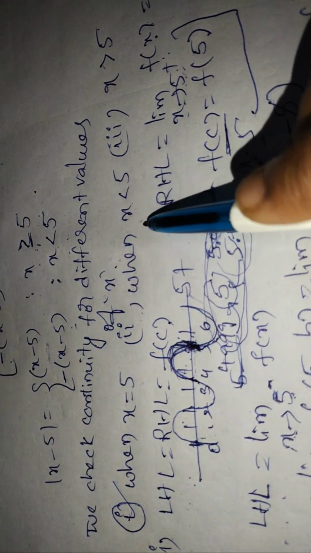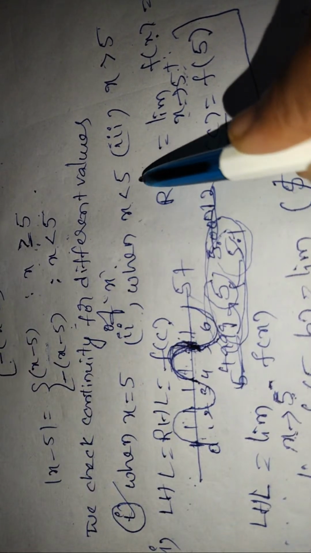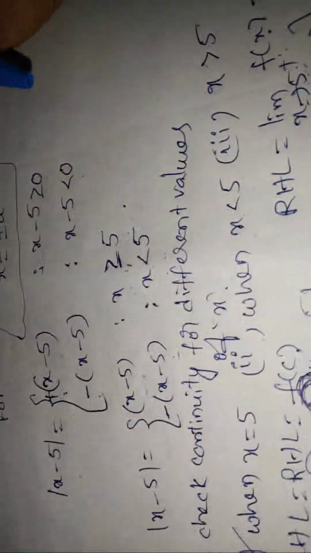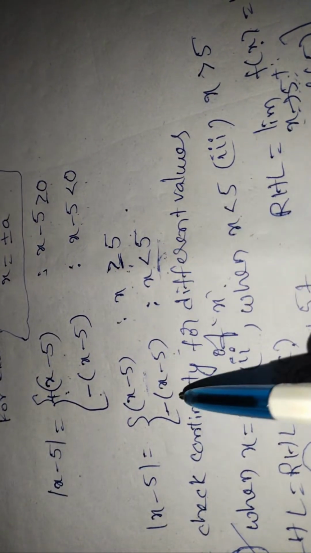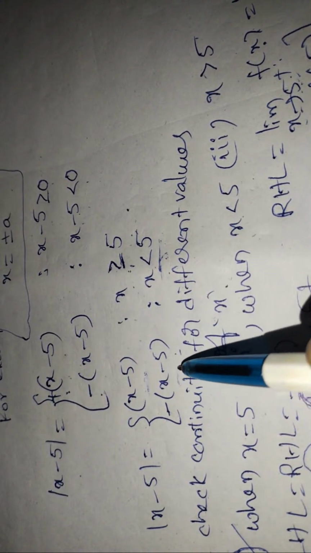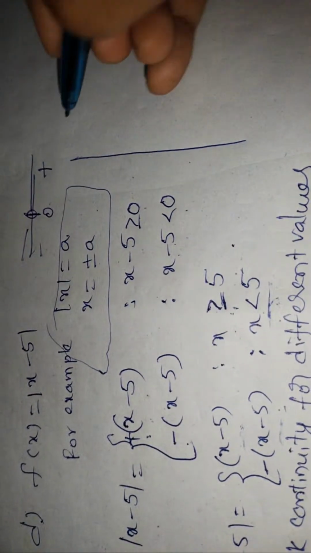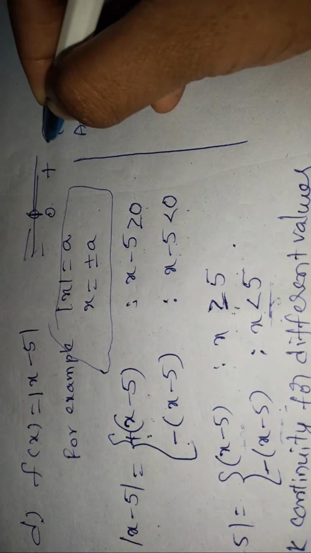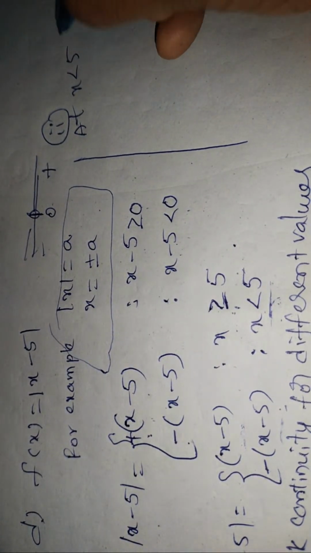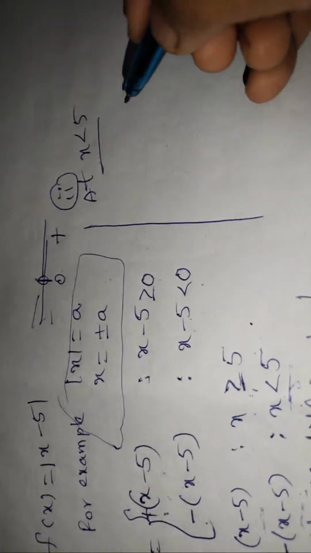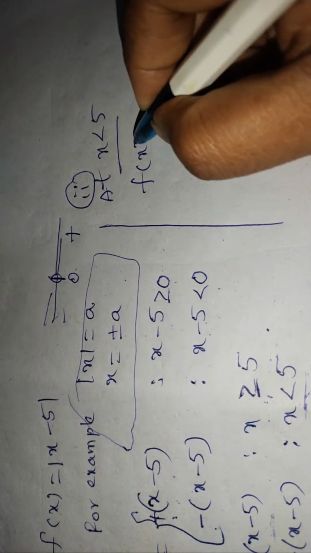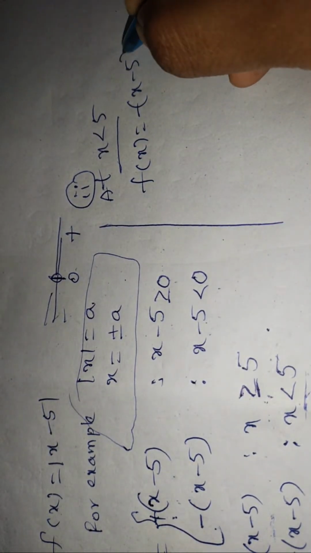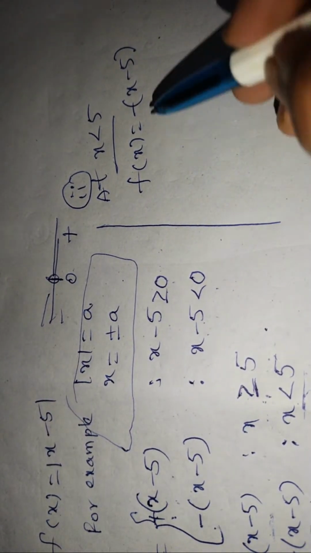Next case is when x is less than 5. When x is less than 5, we will check. At that time, what is the function? Minus of x minus 5. So the second case is at x less than 5. The function at that time is f of x equals minus of x minus 5. So this is the function.